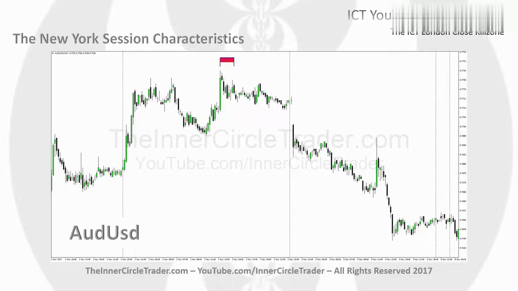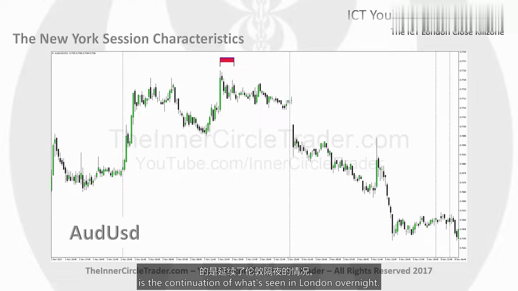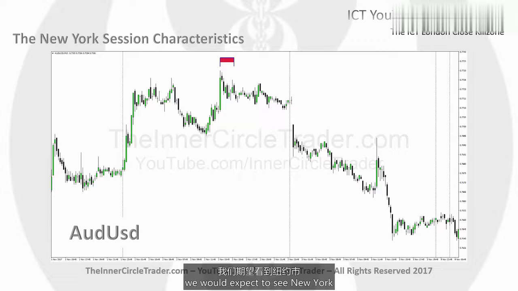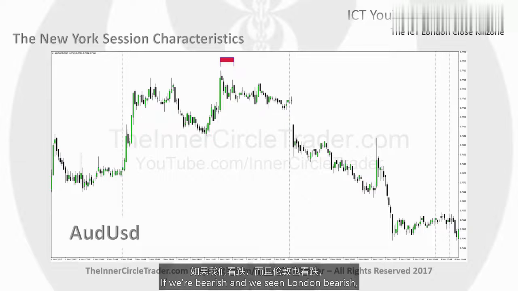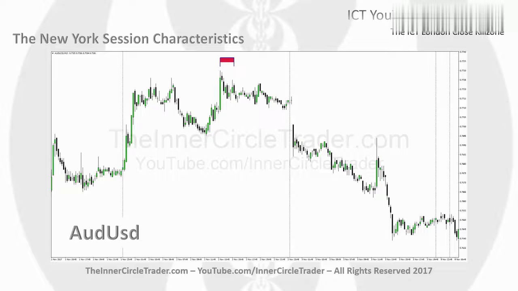Typically what you'll see is the continuation of what's seen in London overnight. If we're bullish in London, we would expect to see New York continue moving bullishly as well, and then London close be the high of the day. If we're bearish and we've seen London bearish, then New York bearish, we're going to be looking for London close to be the low of the day. Between 10 o'clock and noon, we'll expect to see the low of the day form.